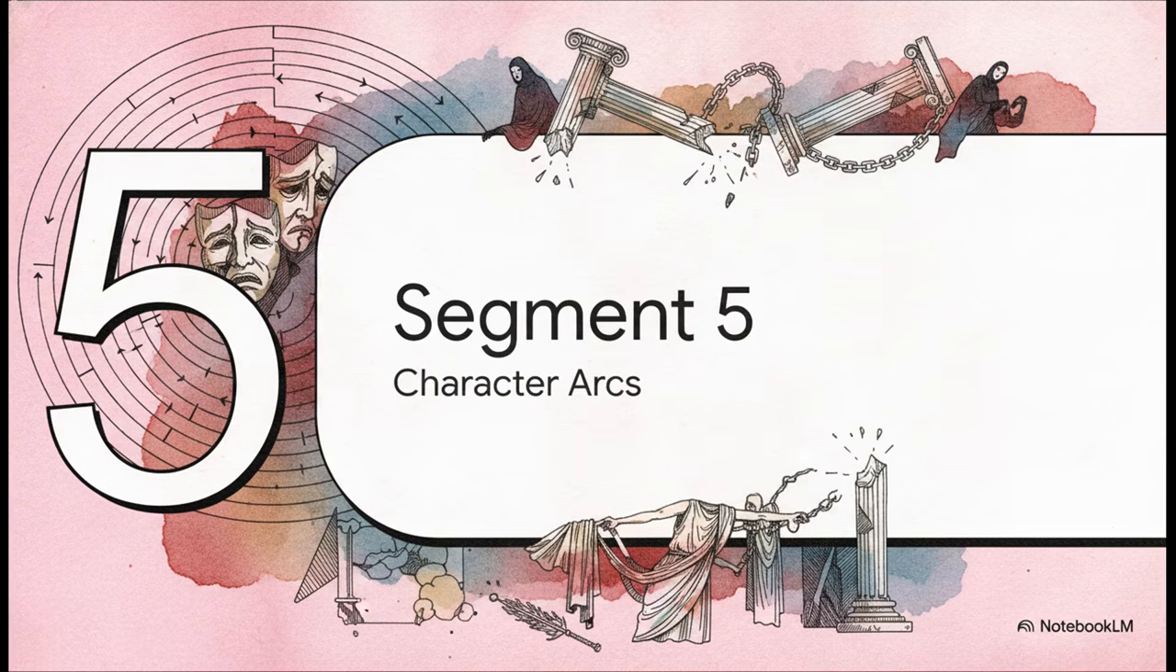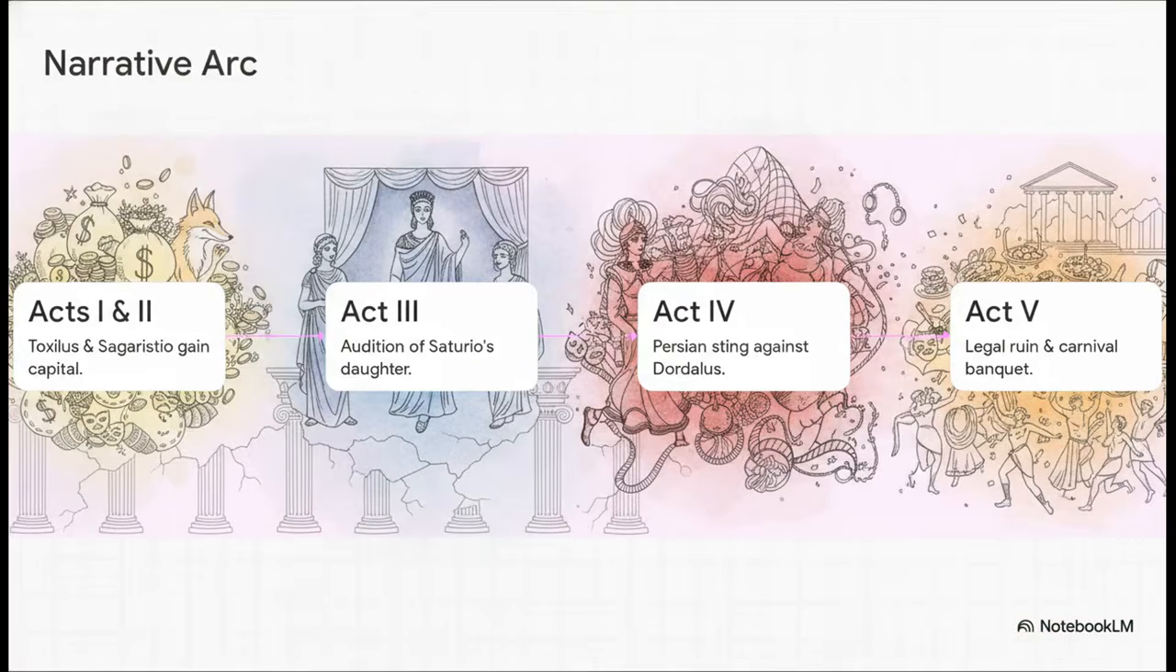Segment 5. Dialectical progression and character arcs. The narrative architecture of Persa actually operates on a flawless, four-stage dialectical progression. It moves all the way from absolute deprivation to absolute triumph. Acts 1 and 2 establish the thesis of financial lack, which is immediately resolved by Sagaristio's brazen acquisition of his master's capital. Then Act 3 introduces the antithesis to Roman identity through that metatheatric audition we talked about, where a freeborn Roman is transformed into foreign property.